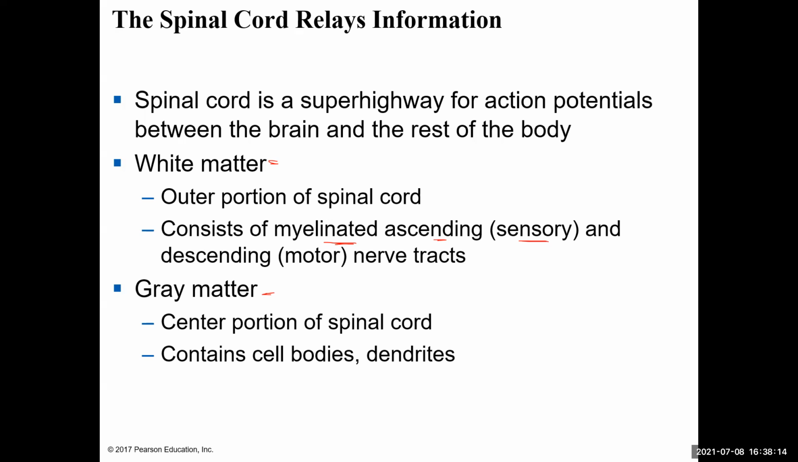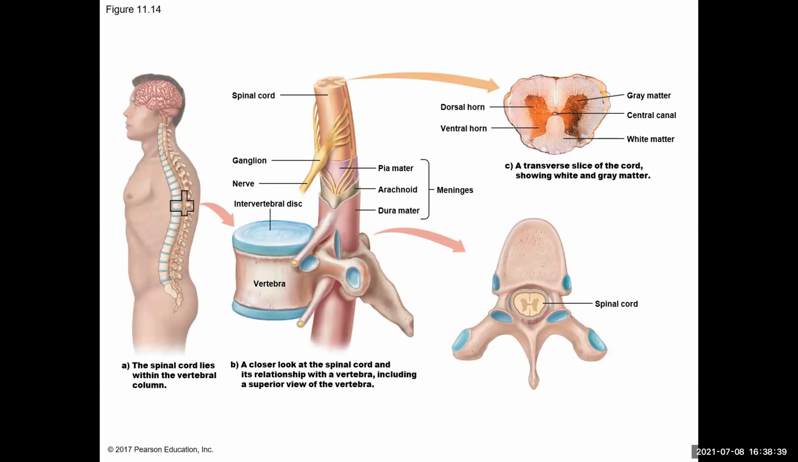And so remember, sensory is bringing information to the CNS, so it makes sense for them to be going up to the brain. And then the motor neurons are bringing information from the CNS, so going down away from the brain towards its associated tissues. Now, the gray matter contains the dendrites and the cell bodies of the neurons. Okay, and so if we look at an image here, we're going to zoom into this area here of the spinal cord.